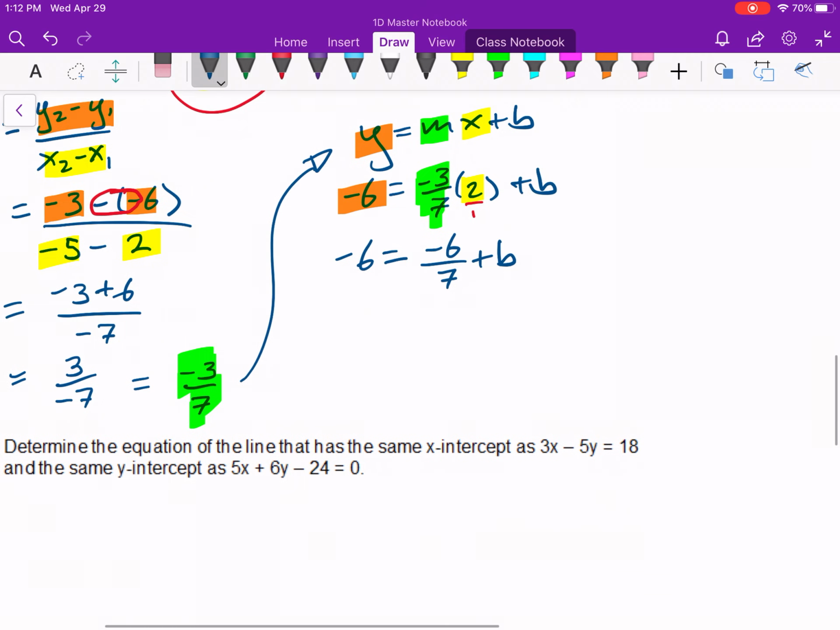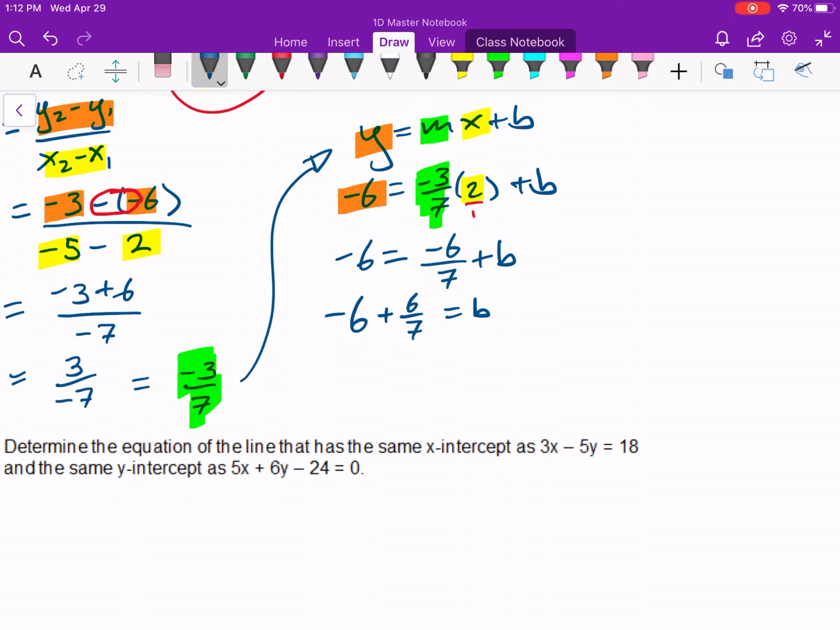All right? We still have fractions. You don't like that? Don't worry. Just be careful. I'm just isolating b. What am I going to do? I'm going to bring that negative 6/7 to the other side, but change the sign as I do it. So it becomes plus 6/7.